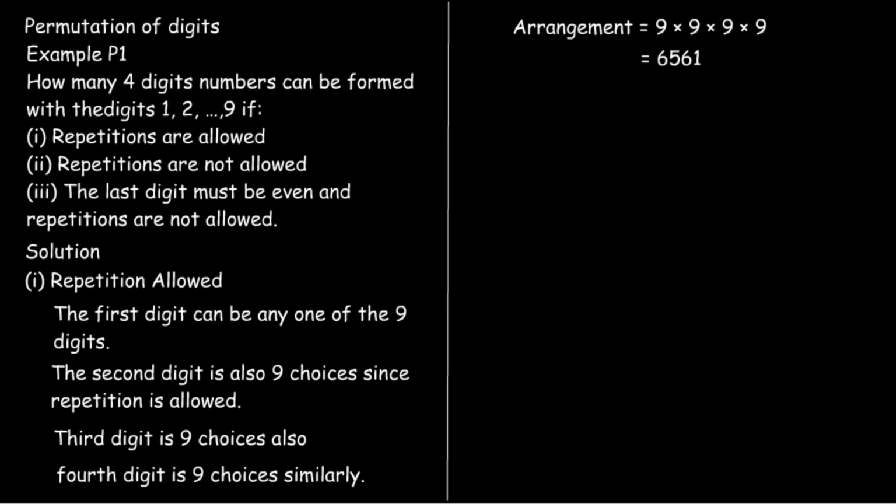Now for the second part of the question, it said that repetitions are not allowed, which means if you choose a certain number for your first digit, you cannot choose it for the second, third, and fourth digits.